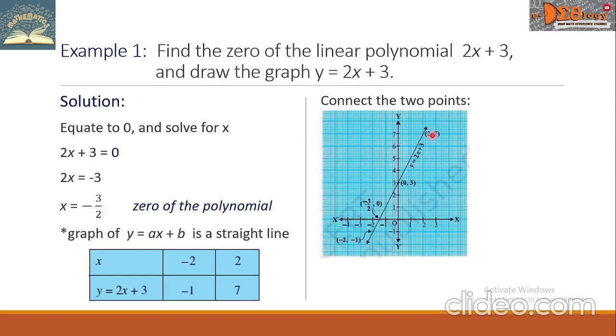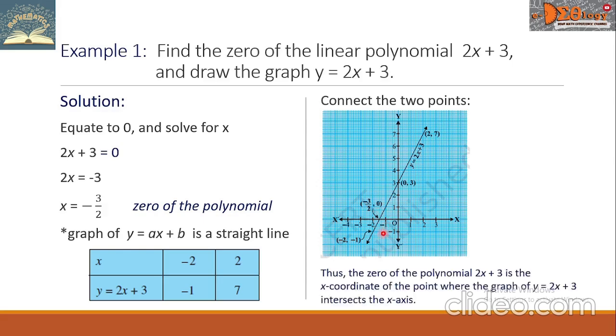Observing the graph, we can see that the graph intersects the x-axis at the point negative 3 over 2, 0. Thus, the zero of the polynomial 2x plus 3 is the x-coordinate of the point where the graph of y equals 2x plus 3 intersects the x-axis.